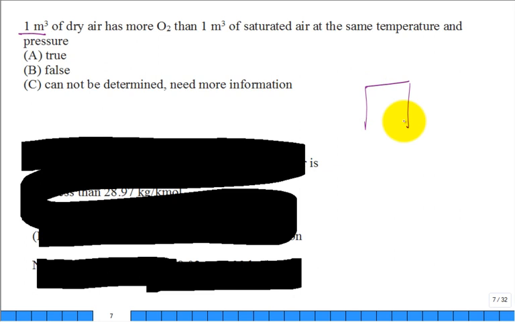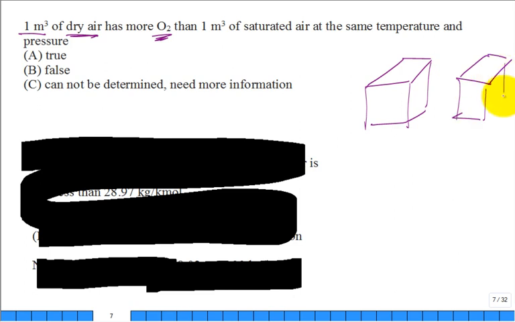1 cubic meter. Think of a box. This is a box of volume 1 cubic meter of dry air. Okay, it has so much oxygen in it. I go over here and I have 1 cubic meter of saturated air. So this is dry air. This is saturated air. Okay, they're at the same pressure and temperature. The dry air has more oxygen in it than the 1 cubic meter of saturated air. Is that true? Is there more oxygen in the 1 cubic meter of the dry air? Or is that false?